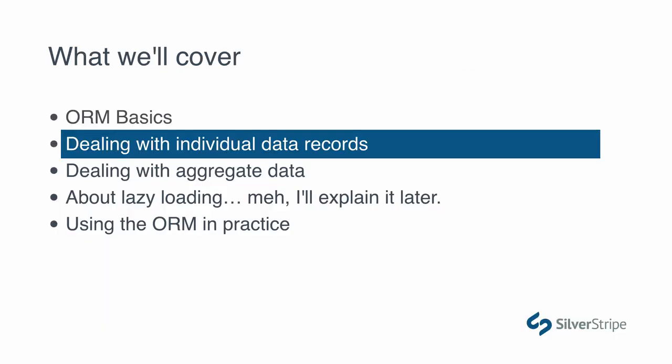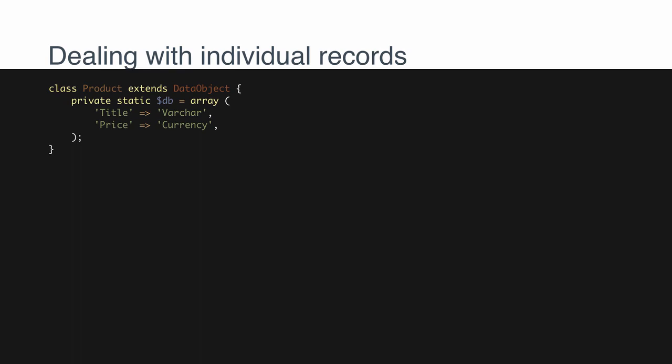But for now, let's imagine we have this simple DataObject class. It's Product, and it's got a couple of fields, Title and Price. In adherence to the ORM pattern, creating a record is as simple as creating an instance of your class. So here we have Product::create. Now it's important to remember that DataObjects don't optimistically write to the database, so if we try to pull the ID off this record, we get 0.